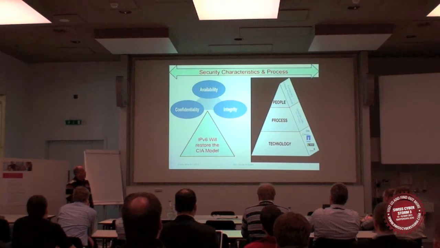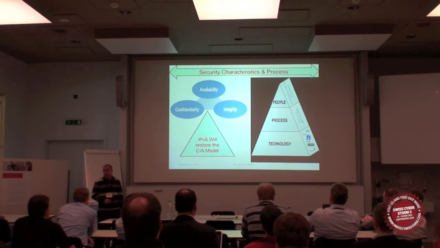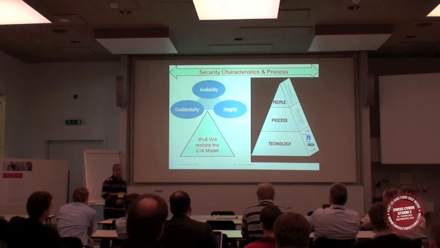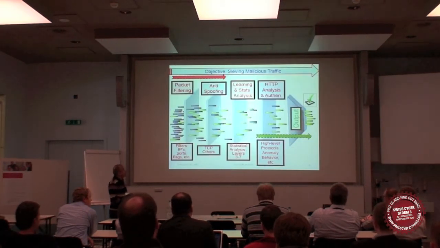And put in mind, please, that security is not a technology only. Many people consider security is a technology solution. No, this is completely wrong. A security solution consists of three core elements, which is the technology, process, and people, all together.